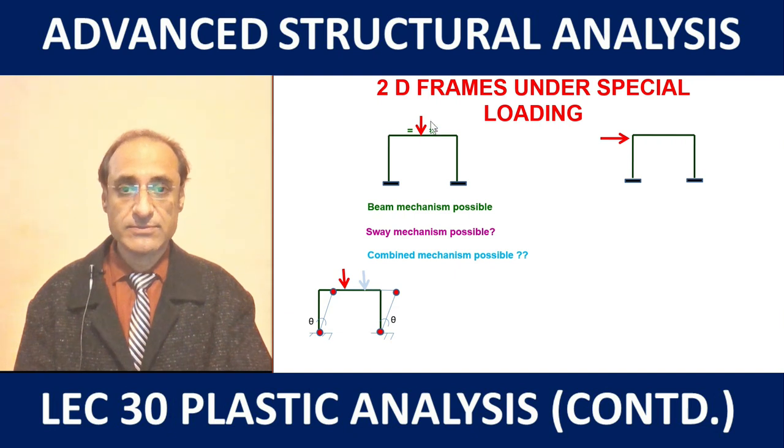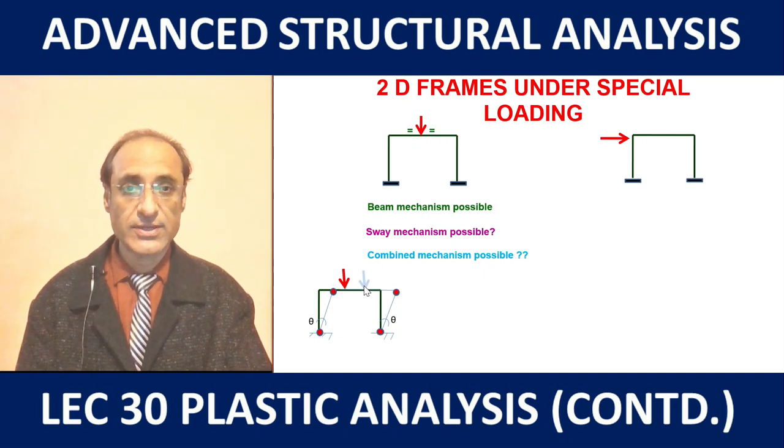If we apply the sway mechanism on this structure, the load undergoes a lateral movement and not a vertical movement. So when we write the equations for virtual work, we find that there won't be any external virtual work done, because there is no displacement in the direction of the applied load. So that part is 0. This shows that this mechanism is not at all possible.